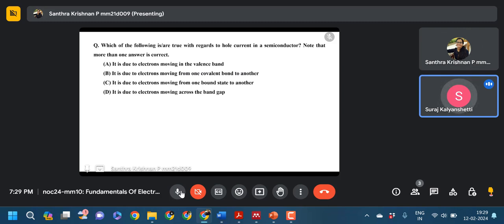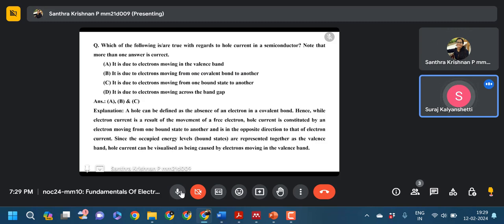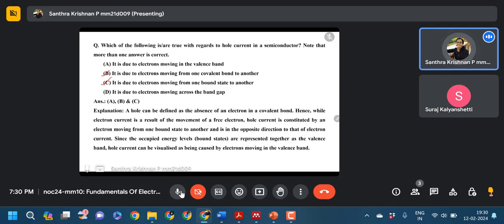In hole current, holes move, right? Electrons never move. These all are related to the holes, electrons. Then I don't know which one is. It is due to the electrons moving in the valence band. How is that? I think B and C are correct because first we'll discuss that part.